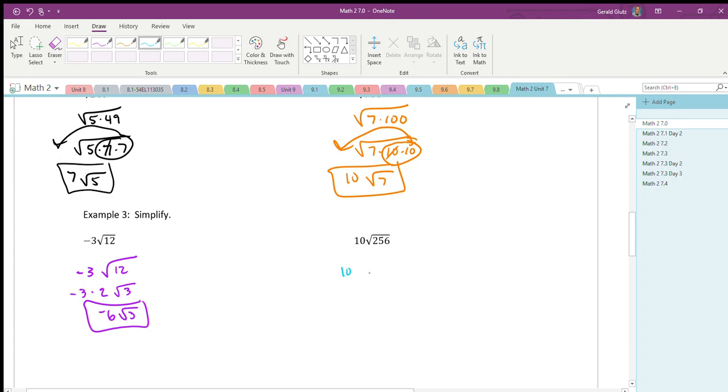This time I have a 10 on the outside. I happen to know that 16 times 16 is 256. If you don't know that, it's an even number, so you can always just divide it by 2. So you could do 2 times 128, and then keep going until you get all your prime numbers. We got a pair of 16's, so one goes away, the other one comes out. There's nothing left inside of the square root, so I don't need to draw that radical sign. I'll just have 10 times 16, which is 160.